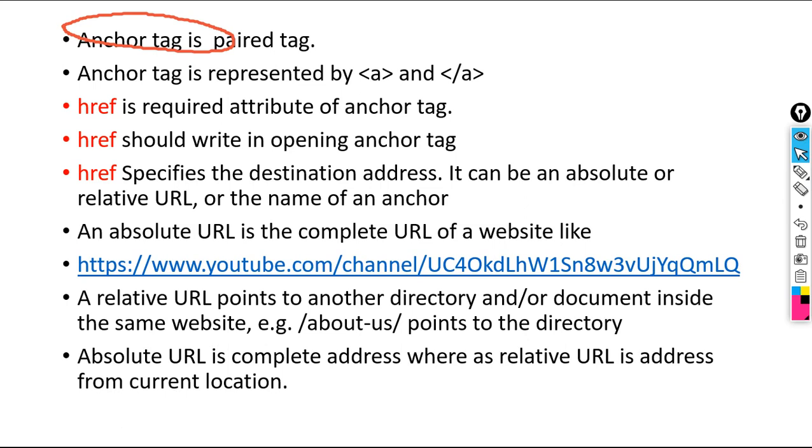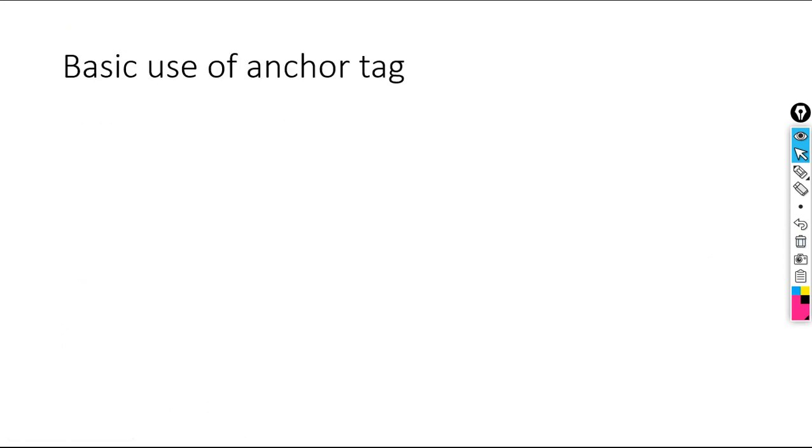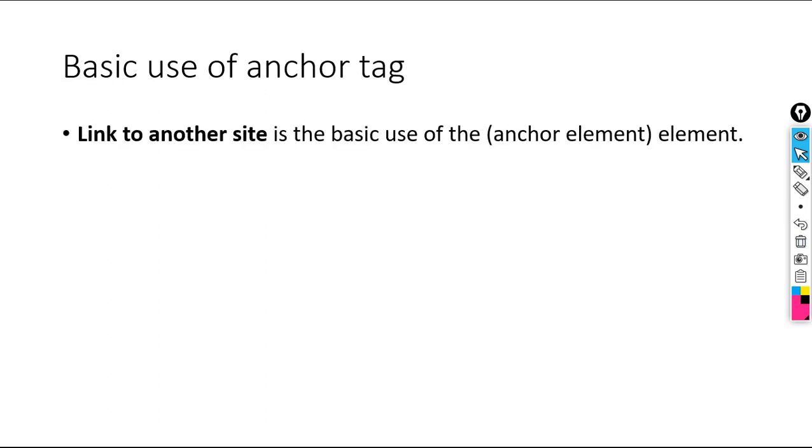Absolute URL is the complete address, whereas relative URL is the address from the current location, or we can say from the current page. So it is very much clear what is the complete address and what is a relative URL. Now, the basic use of the anchor tag. What is the basic use of the anchor tag? Linking to another site is the basic use of the anchor element.